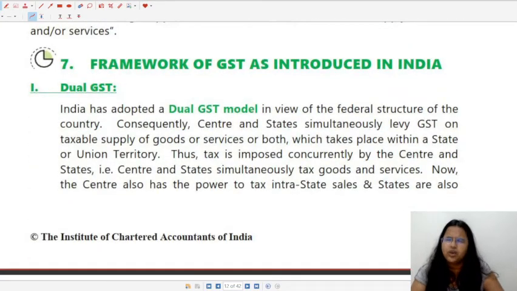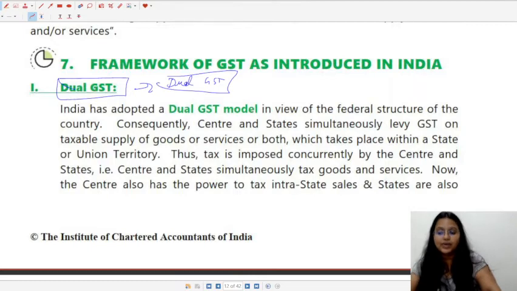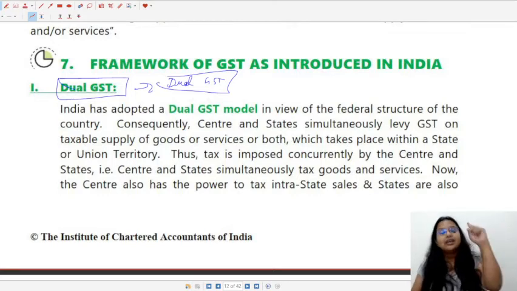Now the very important question which has even been asked in the CA final examination: which kind of framework is there in India for GST? So it is a dual GST framework. Now what do you mean by dual GST framework? So my dear students, dual GST framework means at the same time, simultaneously, the central government as well as the state government both are imposing taxes as CGST and SGST.